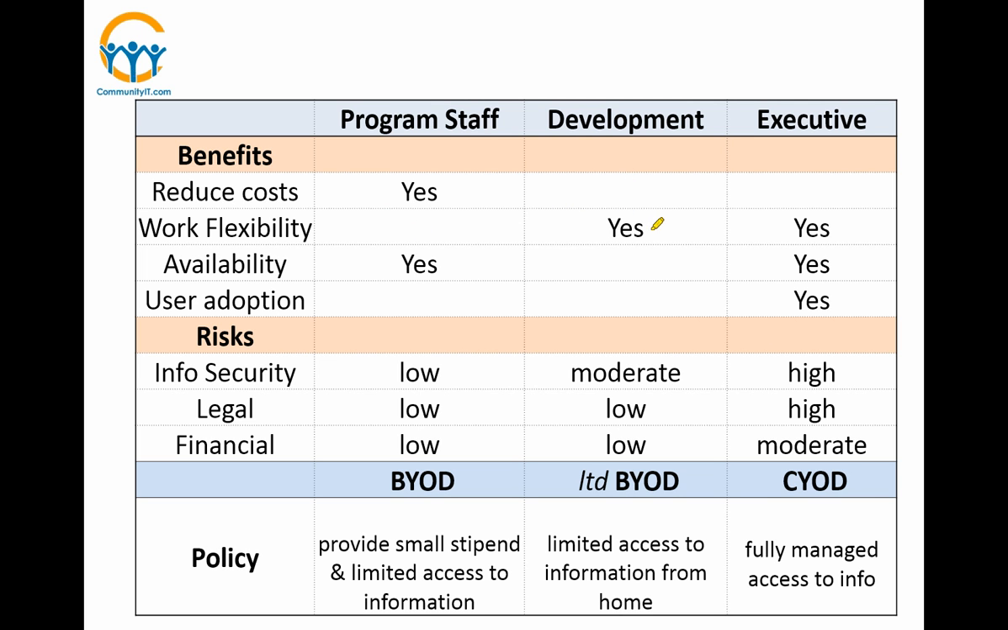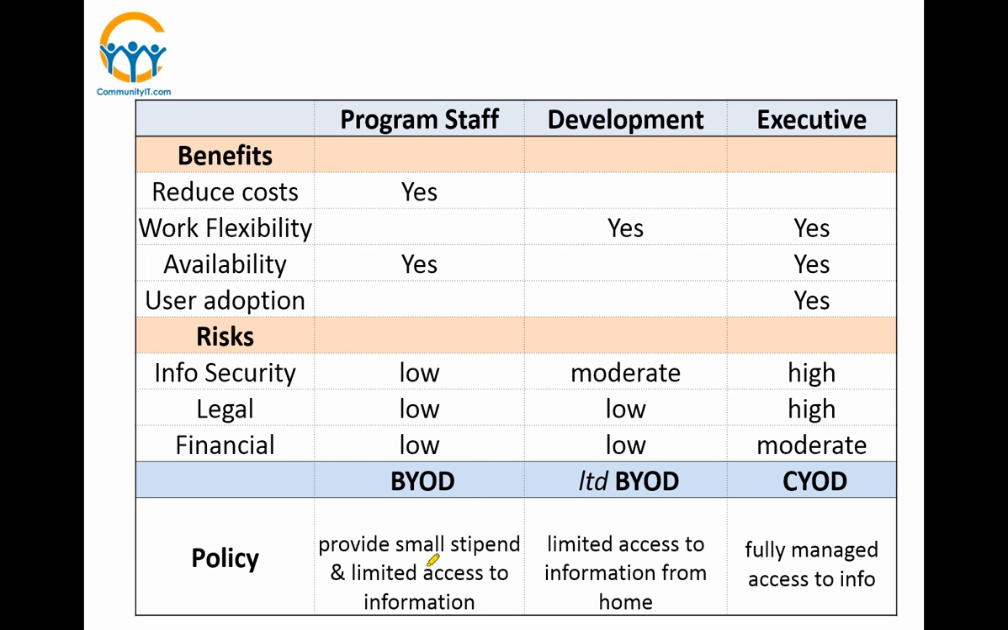Development staff need work flexibility, but other than that, they're making calls, they're sitting at their desk, maybe you're using Razor's Edge. Availability isn't as big of an issue. They're working 9 to 5. They already know how to use the system. There's no user adoption there. There's that moderate information security risk.